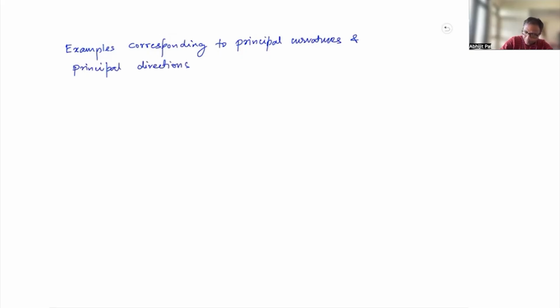So this lecture is about examples corresponding to principal curvatures and principal directions. Okay. Let us first take the hyperbolic paraboloid.